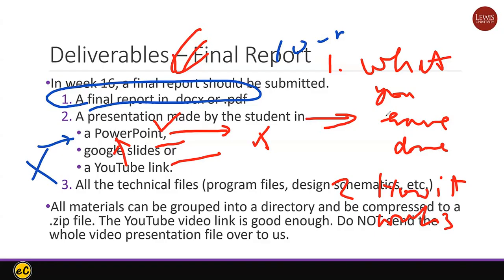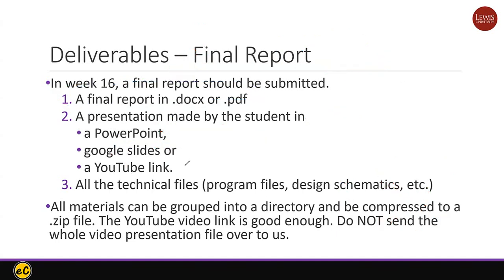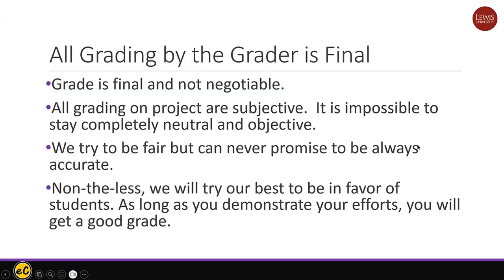Don't give me a lot of words in small font in the presentation, okay? It is not a good presentation, okay? Is that okay so far? As long as you can show what you have done well, that's quite good enough, okay? So that's the final report.